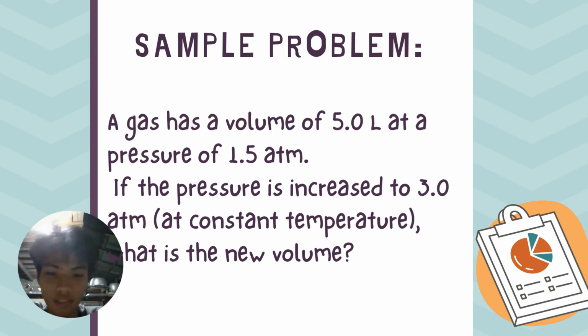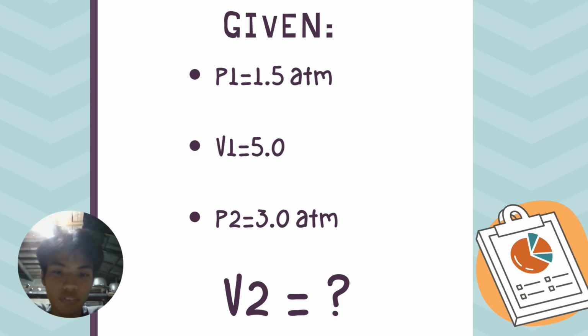Now let's have a sample problem. A gas has a volume of 5.0 liters at a pressure of 1.5 atm. If the pressure is increased to 3.0 atm at constant temperature, what is the new volume? So we're going to look at the givens first. For P1, or pressure 1, it is 1.5 atm. For volume 1, it is 5.0 liters. For P2, it is equal to 3.0 atm.